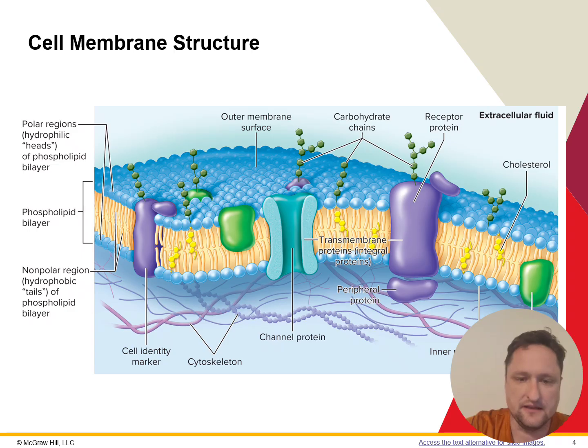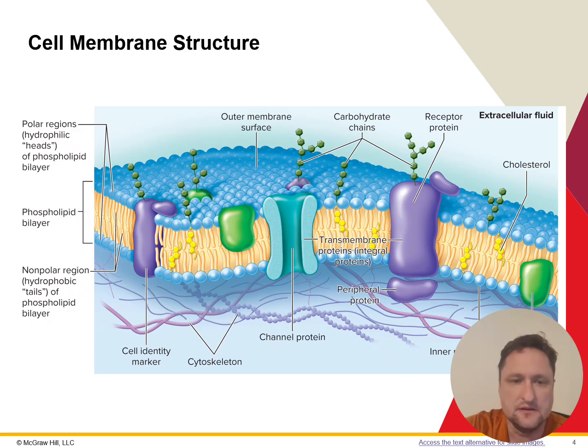There is on the membrane a cell identity marker, and this is really helpful for your immune system to know if this is your cell or if it's an invader cell. You don't want to attack yourself. There's also carbohydrate chains, the green dots on the top of the cell membrane, and they are attached to proteins or lipids, and they help the cells recognize each other.